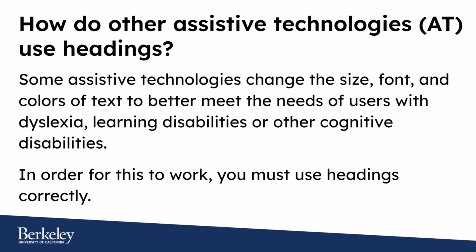Users of other assistive technologies also rely on accessible headings. Users with cognitive disabilities who require specific font styles, color combinations, or page simplification may use assistive technologies that reconfigure page content. Users with low vision may use screen magnification software in conjunction with the screen reader. In order for these technologies to work, headings must be accessible.